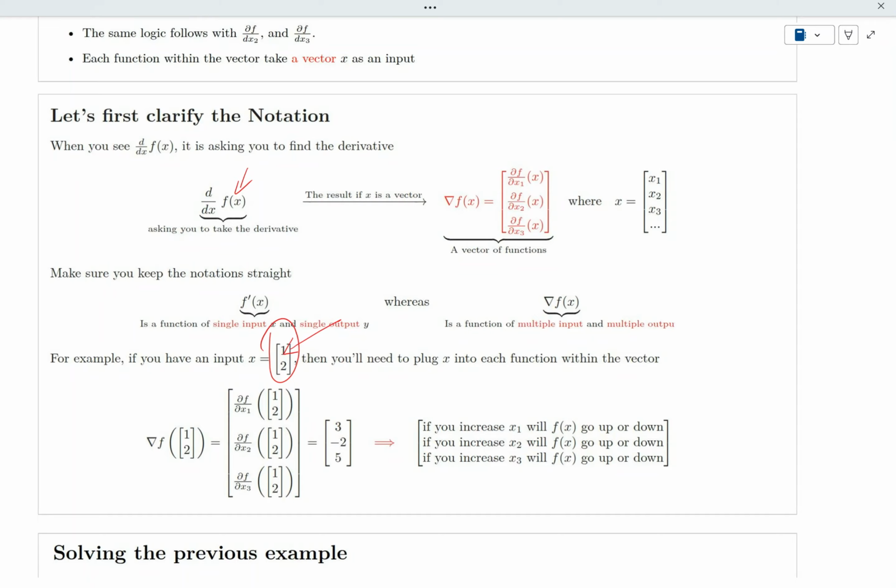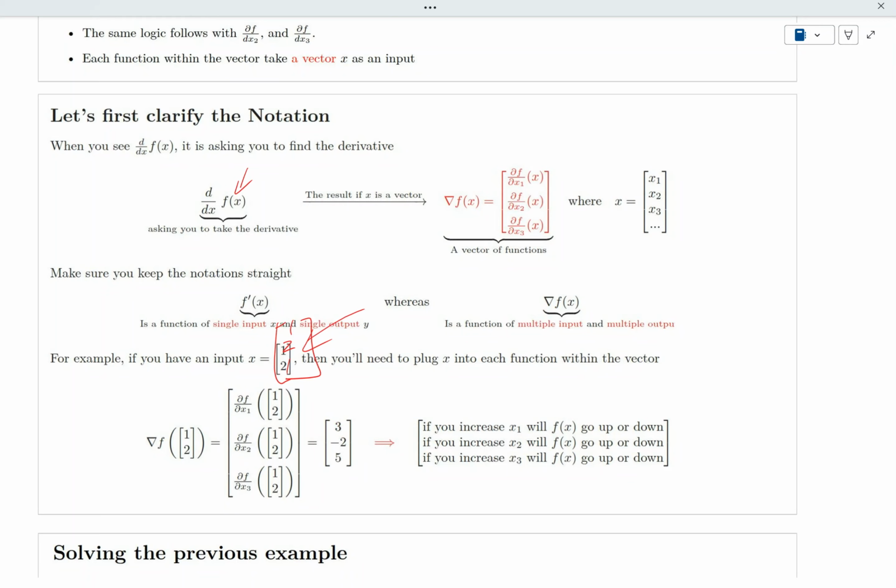x, right? If you were to increase, oh, I just realized I should have used a vector of three dimensions. Anyways, pretend it's 1, 2, 1. I just remembered we were using an input of three variables.